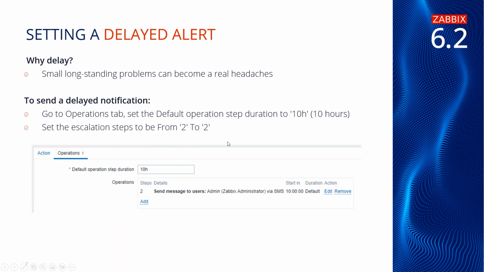And this is how you set this small instruction here. You just set 2 from 2, which is going to happen in the second step. And after 10 hours, it's going to send an SMS to the Zabbix admin.